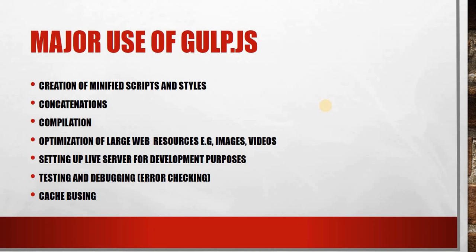Now let's go on. The fourth point is optimization of large web resources like images and videos. Now this is very sweet. This is one sweet thing about Gulp. If you have an image or a video whose size is very large, all these things will slow down your web pages and your website while it loads.